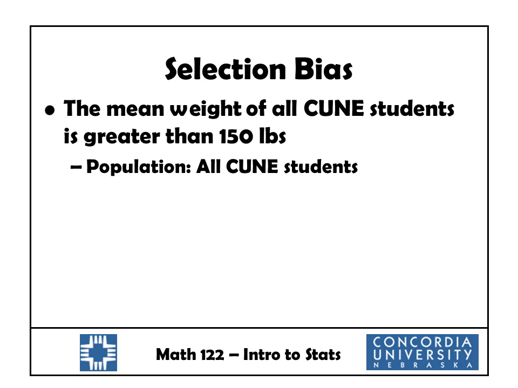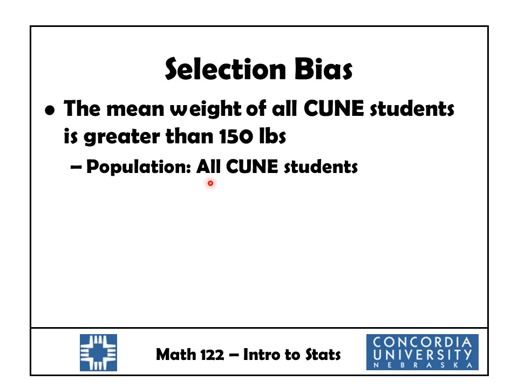Now, one of the first types of bias that it talks about is what we call selection bias. And this is typically what we mean when we say the word bias. But let's give a few examples of what we mean by selection bias. So here's one of the claims we've looked at. The mean weight of all CUNE students is greater than 150 pounds.